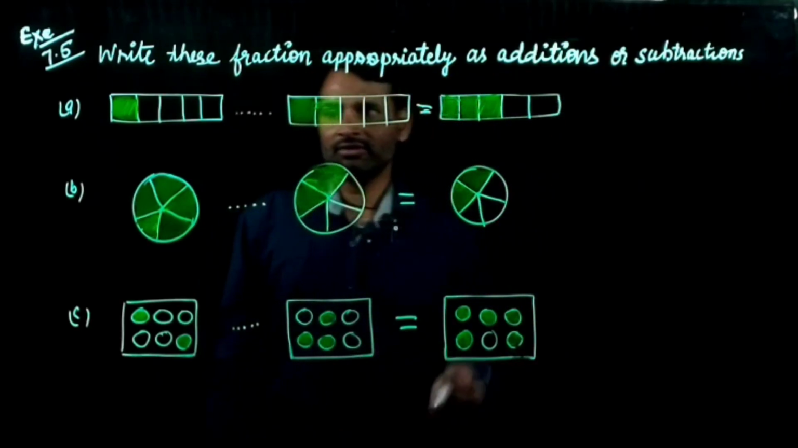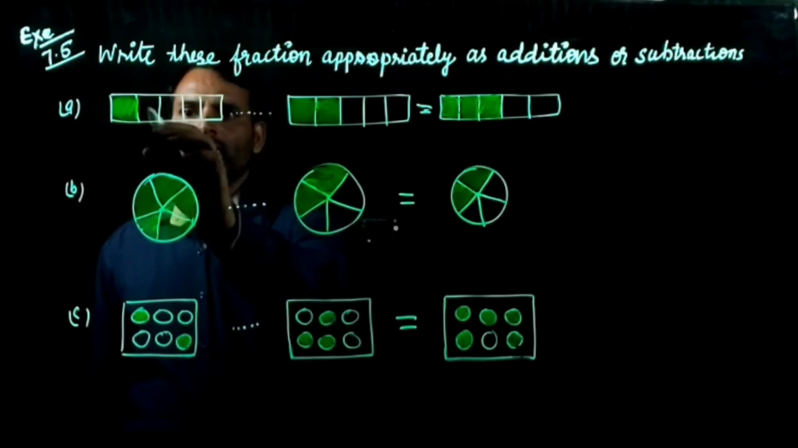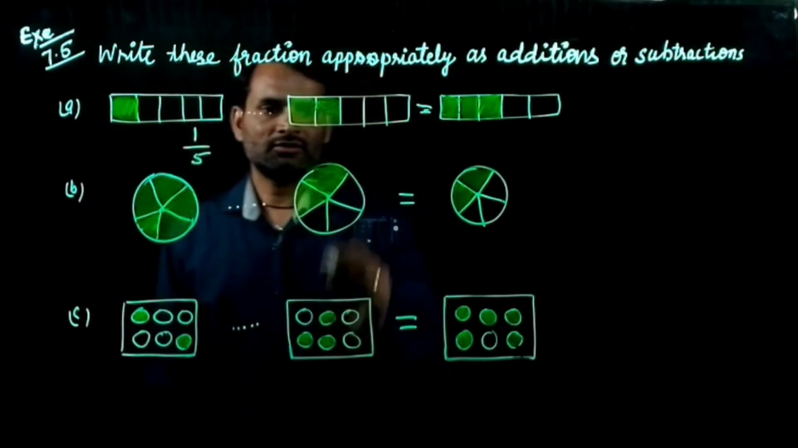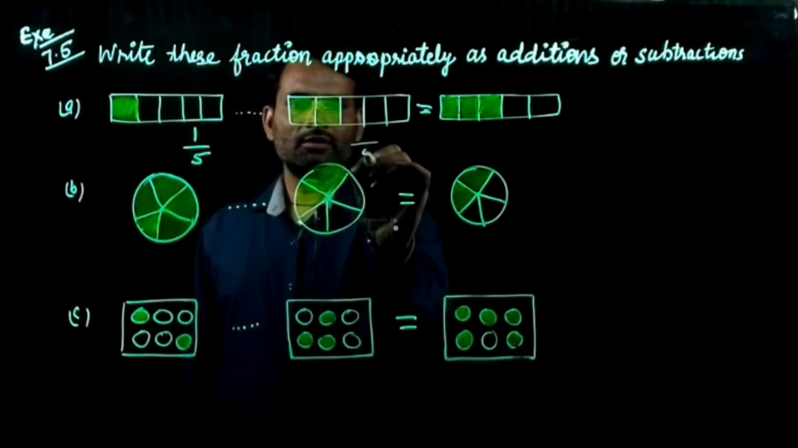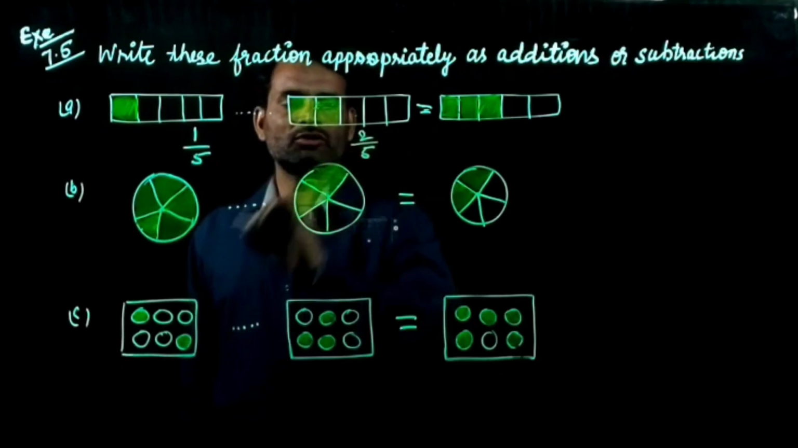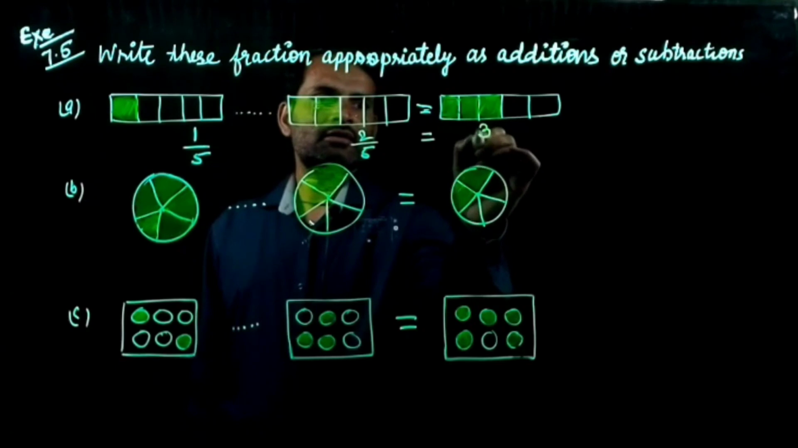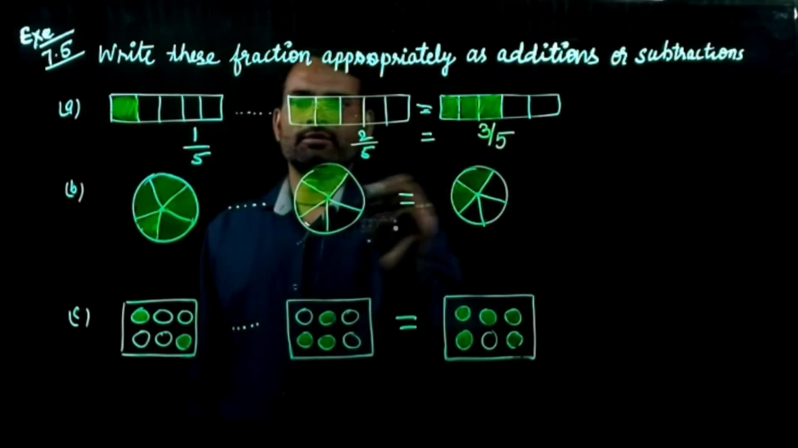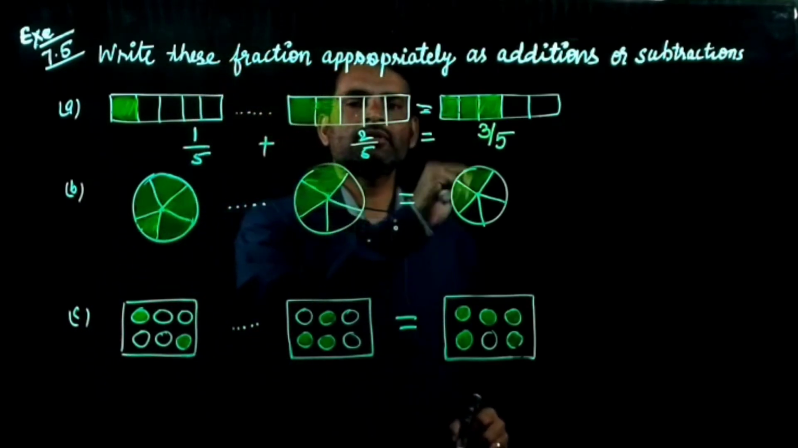The first fraction: the number of boxes is 1 2 3 4 5, so the denominator value is 5 and one box is filled. Now the second: 1 2 3 4 5, here 5 and 2 boxes are filled, so the sum is 3 boxes filled out of 5. That is, 5 and 1 plus 2 is equal to 3.